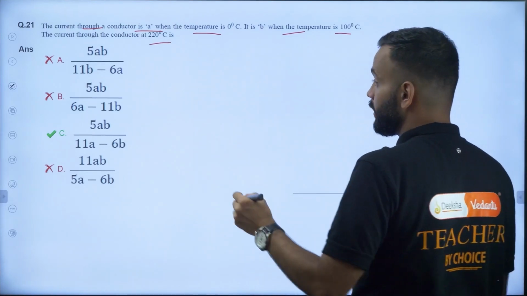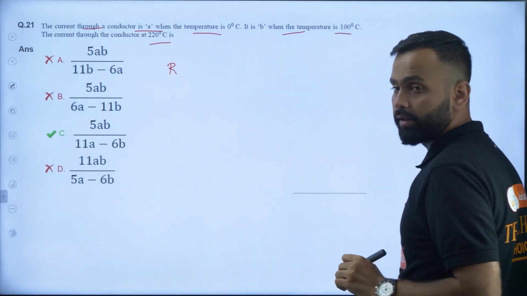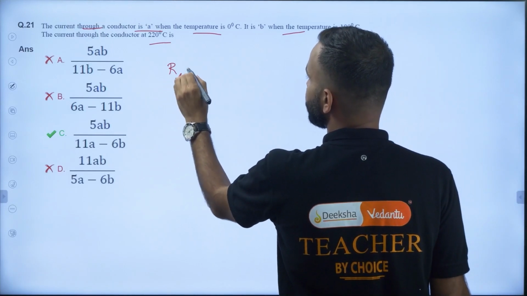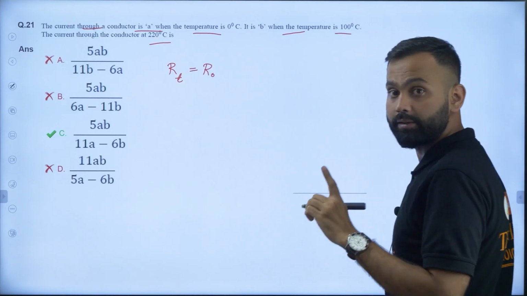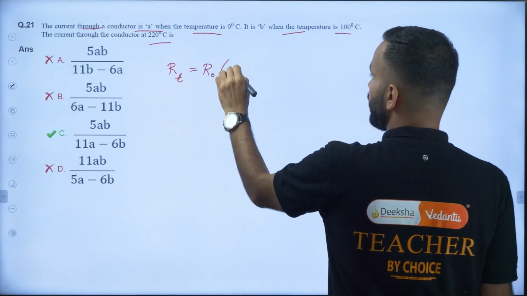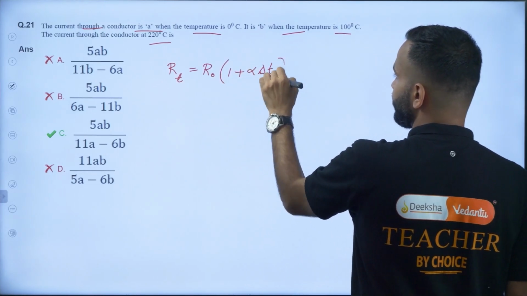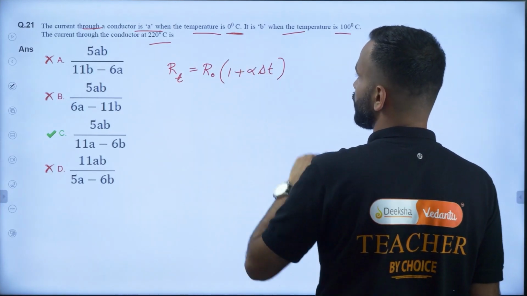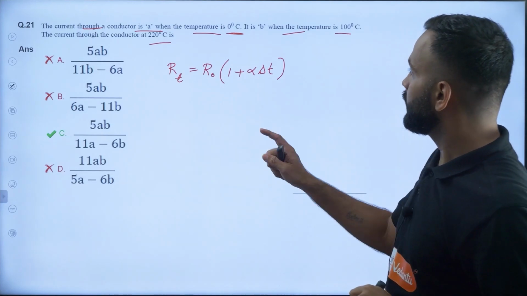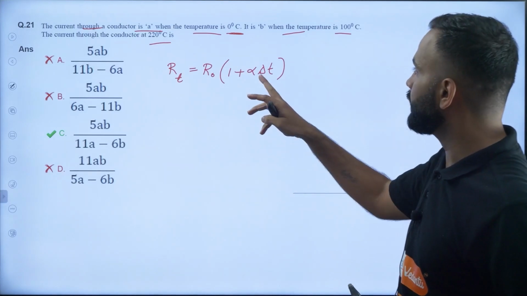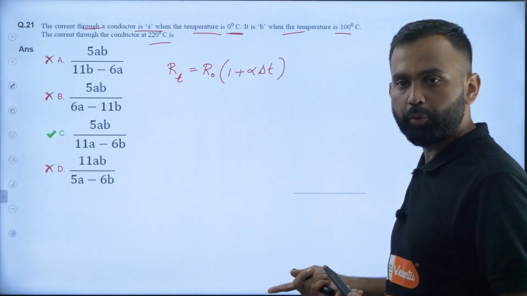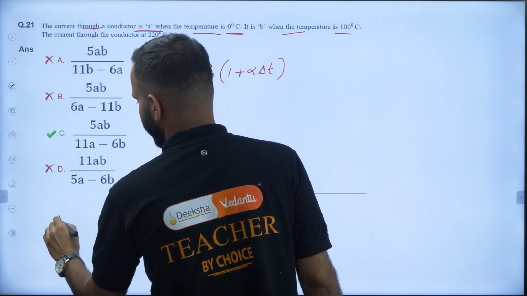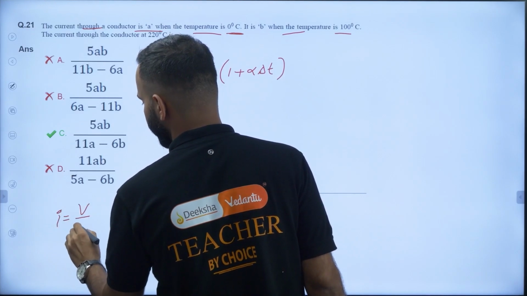So we know that resistance is dependent on the temperature. So the resistance at T degrees Celsius is equal to R naught, that is the resistance at reference temperature, into 1 plus alpha into delta T. For the first case, our reference temperature is 0 degrees Celsius, so the resistance is R. The current through the conductor will be A. The applied potential is the same in both cases. Therefore, the current I is equal to V divided by R.